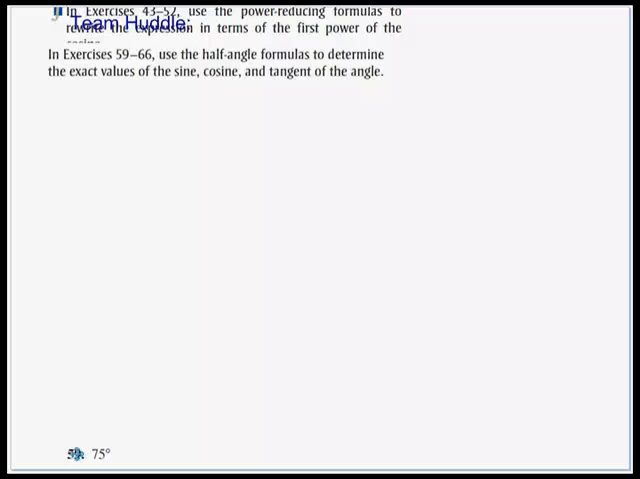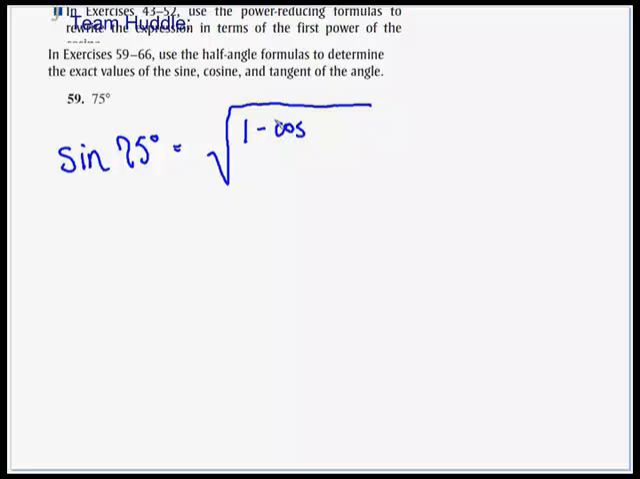And in the last one here, use the half angle formulas on 75 degrees. So let's see, the sine of 75 degrees. We know that's quadrant 1. Sine values are going to be positive. And our half angle formula is 1 minus the cos of double this angle, 150, all over 2.